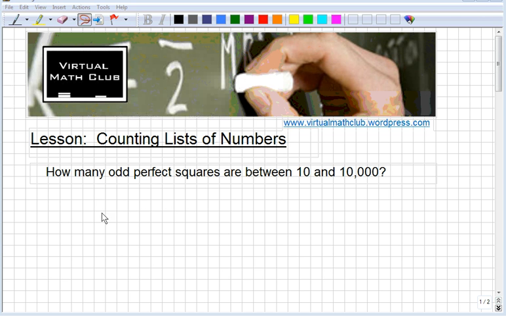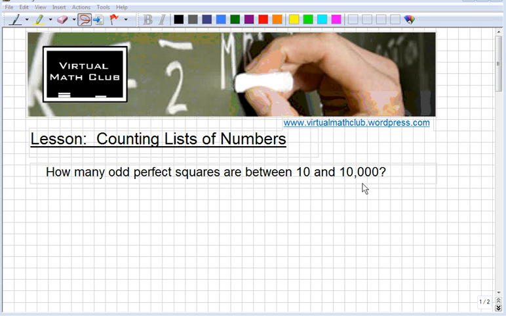Alright, let's take a look at this problem. How many odd perfect squares are between 10 and 10,000? Now, I don't know about you, but that looks like kind of a hard problem. You could start by trying to list them all out and counting them, but that's going to take a while. 4 squared is 16, but that's not odd, so we'd have to start with 25 and then go to 49 and so on and list them all out. But that's going to take a while to get all the way up to 10,000.